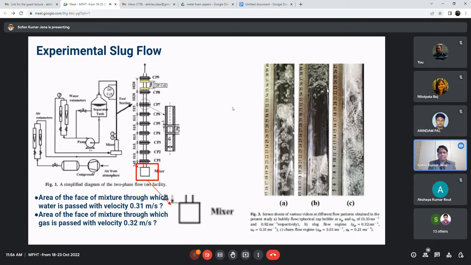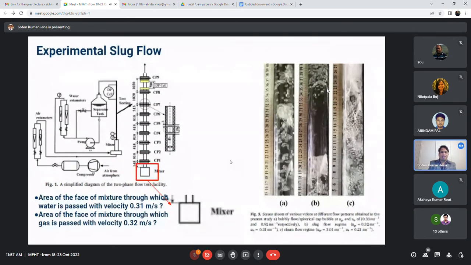So this is some experimental input where we find our water velocity. We are providing the water from the bottom. The water is moving up. We have a pump that pumps the water from the bottom towards the top at a velocity of 0.31 meter per second. We have another pump that is pumping air through the pipe at 0.32 meter per second. This is the total experimental setting. So this is some of the pictorial representation.